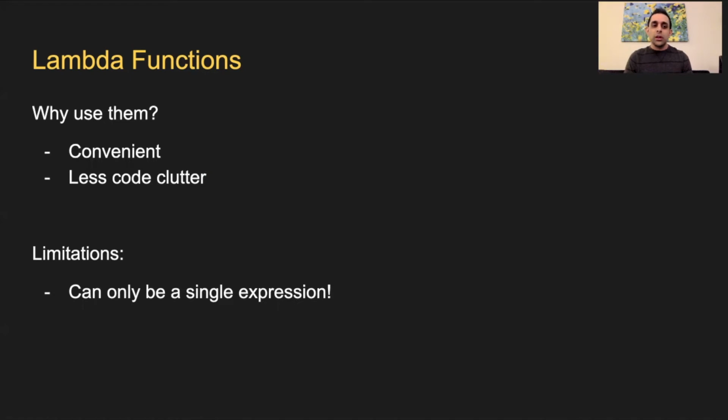Also, it winds up being less code clutter, especially if you have a function that's only going to be used in one place. It usually makes sense to create a lambda function, if possible, rather than declaring a function that's only going to be used in a limited scope.